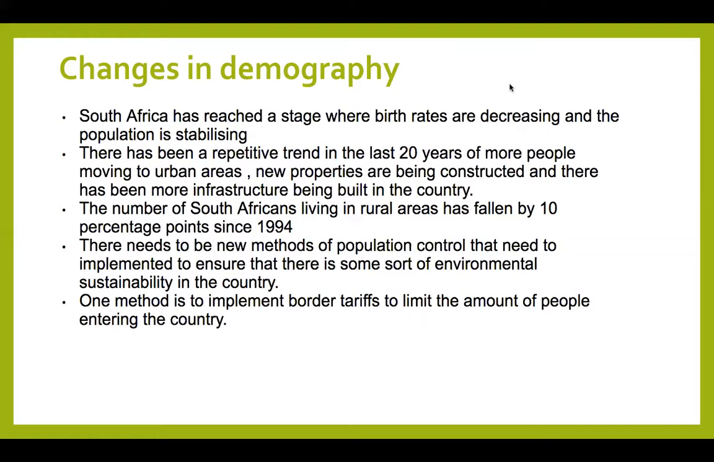Now, what does one do in regard to this movement of people? One could suggest that the government needs to implement certain policies in order to control the population in the country. Therefore, the government should also make sure that their border controls are stricter by implementing tariffs to limit the amount of people entering the country.